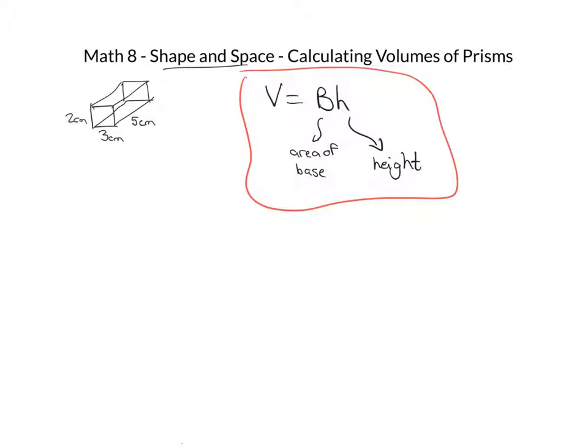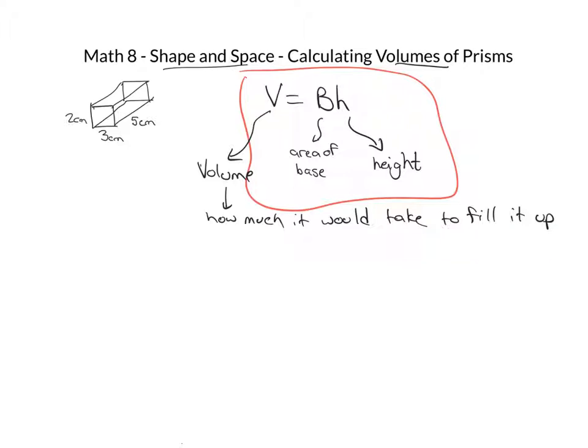I've got it outlined with red here, and I want to tell you what each of these things means. So the V, you could probably guess, stands for volume of an object. Volume is basically the language for how much it would take to fill it up. So we're thinking about how much would fit inside. That's a volume. And we need some way to measure it.